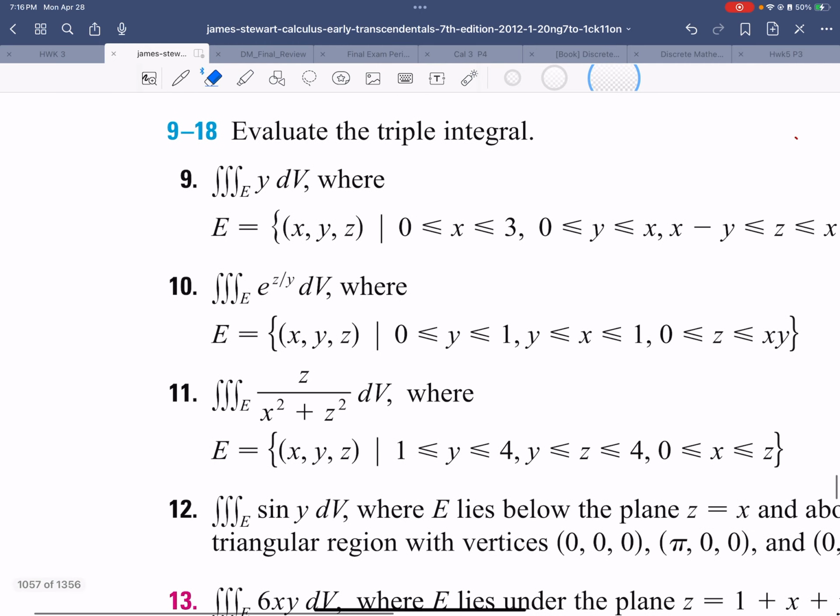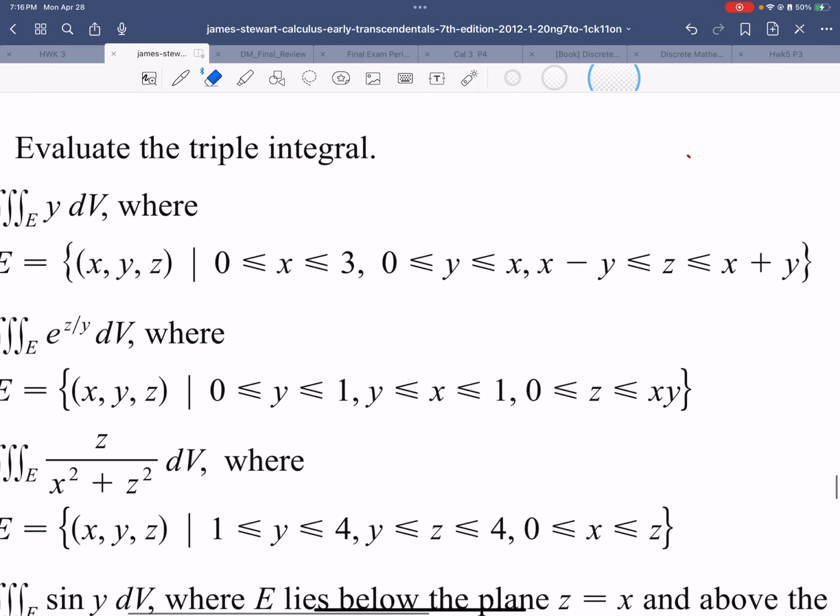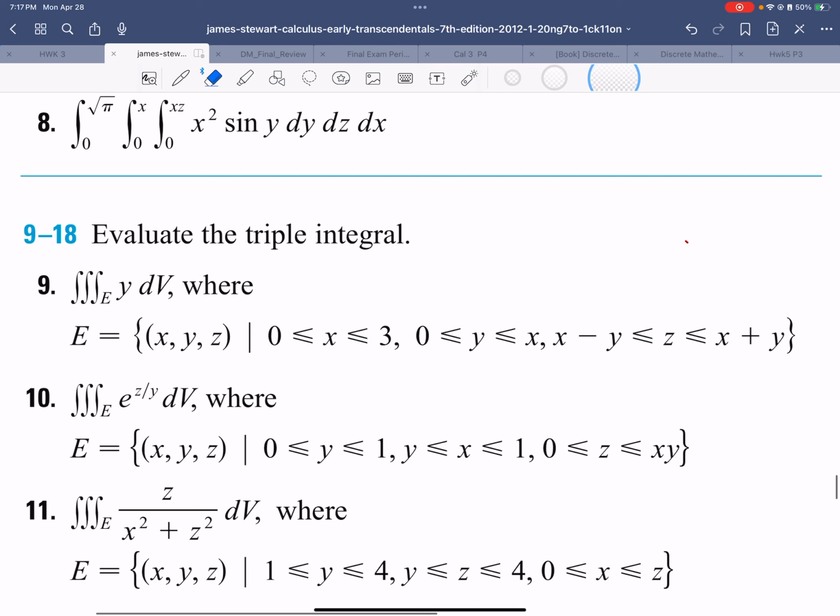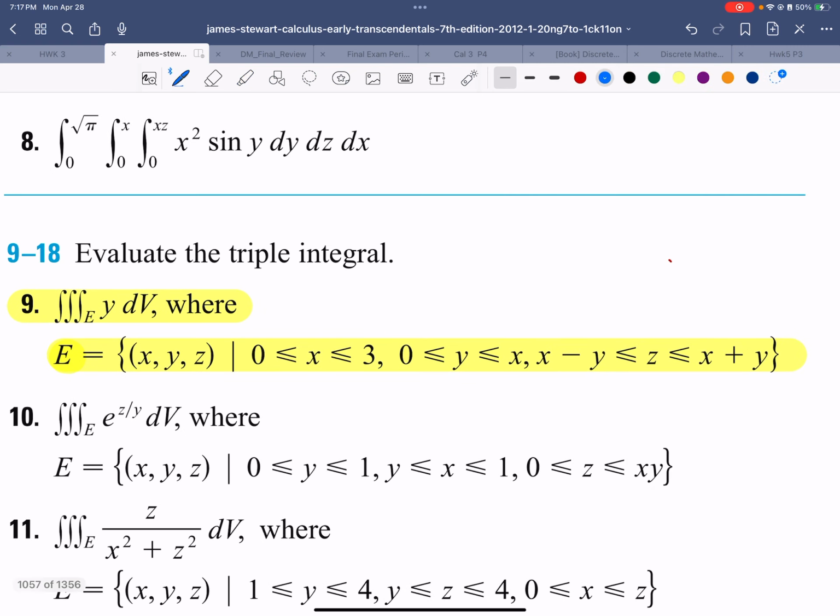Let's do problem number 9. Problem number 9 says evaluate the triple integration. If you have to evaluate here, the region is x between 0 and 3, and y is good, and z is good.